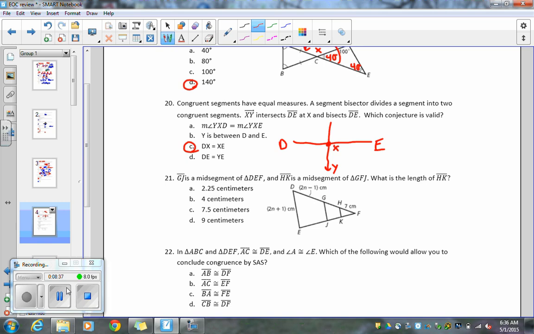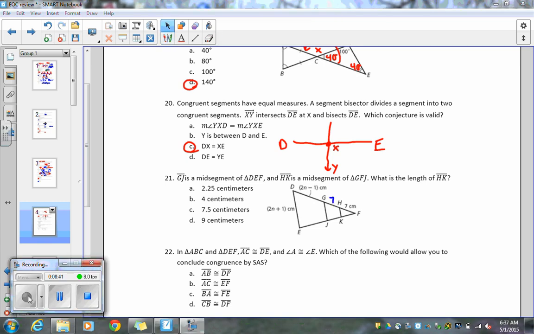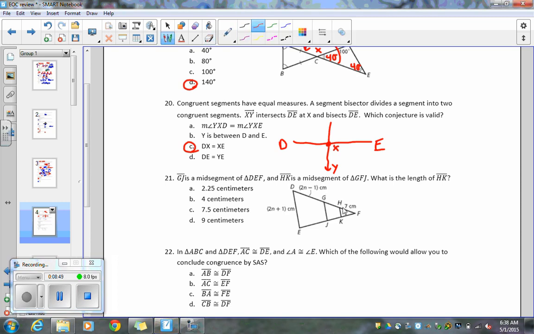All right, question number 21. GJ is a midsegment of DEF, and HK is a midsegment of GFJ. What is the length of HK? Okay, these are midsegments. This is not going to be the easiest thing in the world. If HF is 7, that means GH is 7 as well. So that means GF is 14. Now, G to F and D to G are congruent, so 2n minus 1 is equal to 14. When we solve, n is equal to 7.5.